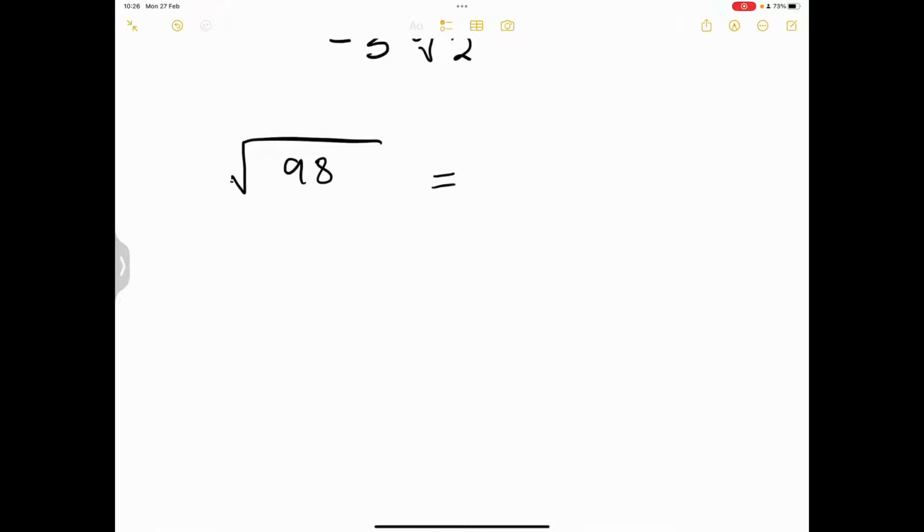So think about it. If I take 98, what prime number can I multiply by with a perfect square to get 98? Well, in this case, that would be 49 multiplied by 2. Why am I choosing 49? Because 49 is a perfect square and 2 is a prime number, right?